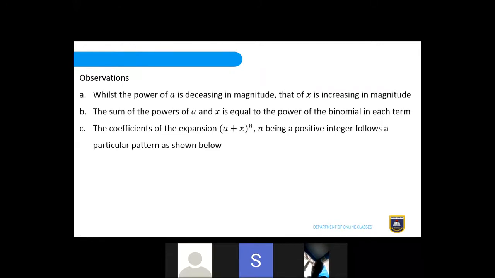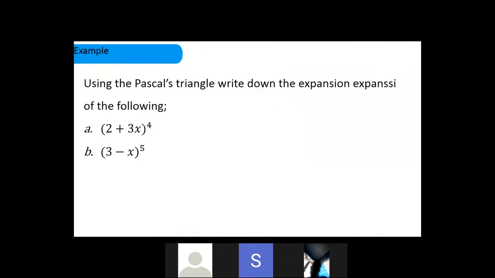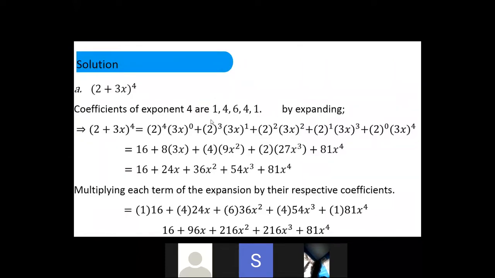Then the second observation, we say the sum of the powers of A and X is equal to the power of the binomial in each term. Let's go back to the example we used. When we come back to this example, you see that when we add the exponents of the 2 terms, we are going to get 4.